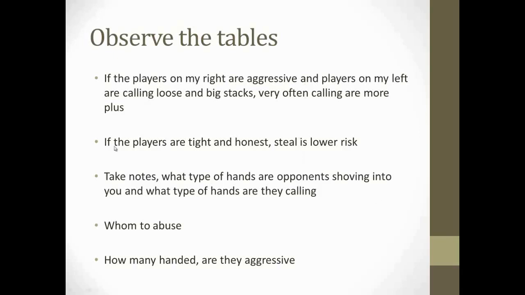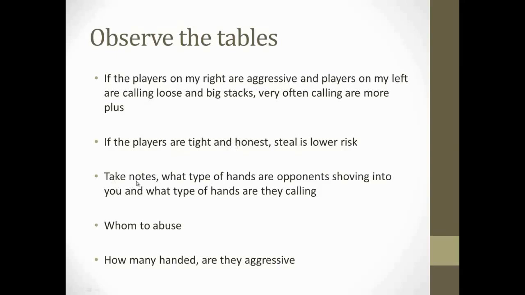But the first thing is I have to be very sure the guys I'm doing this type of stuff against are really tight and honest. If they are really tricky and they reshove a lot, then I just open shove, or I just limp and reshove. But if the players are tight, this lower risk play is a play to take.